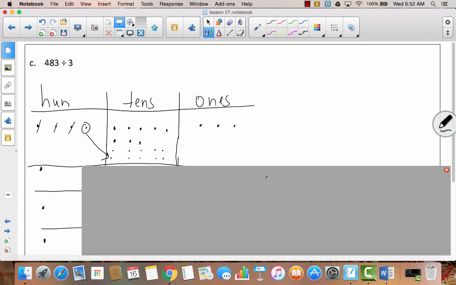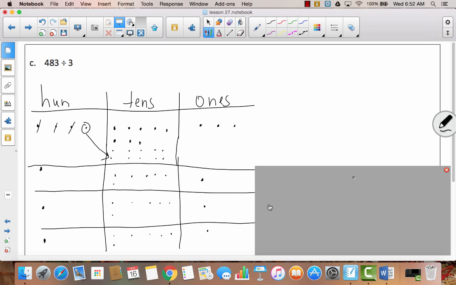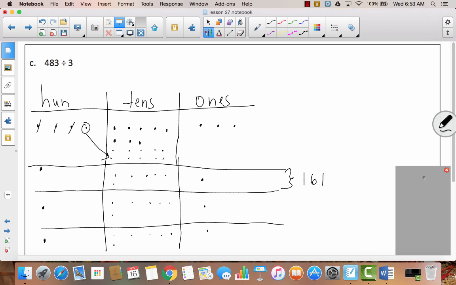So first I divided my hundreds. 4 hundreds divided by 3 was 100 with a remainder of 1. So I unbundled that 100 and made it 10 tens. So then I had 18 tens. And 18 tens divided by 3 is 6 tens. And I had no tens left over. And then I took my 3 ones and divided them by 3, and I had 1 in each group. So what is 483 divided by 3? It is 100, 6 tens, and 1 one. 161.